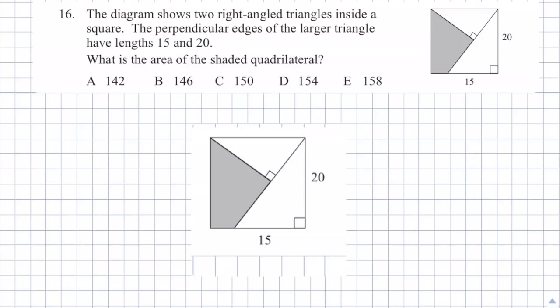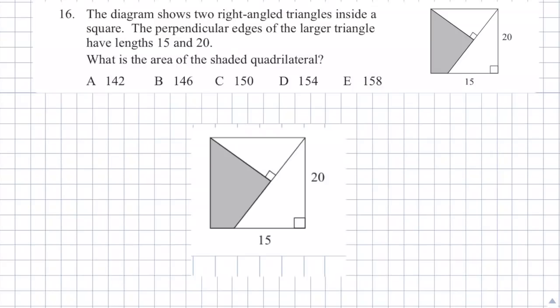Question 16. The diagram shows 2 right-angled triangles inside a square. The perpendicular edges of the larger triangles have lengths 15 and 20. What is the area of the shaded quadrilateral? Answers: A is 142, B is 146, C 150, D 154, and E 158.